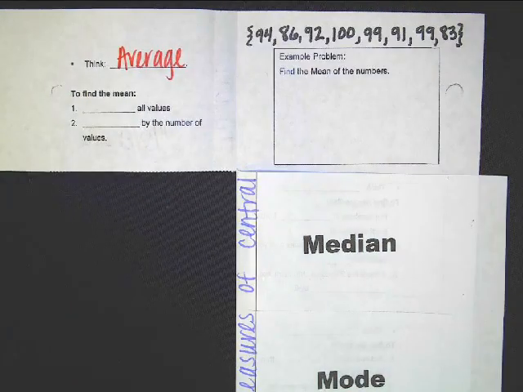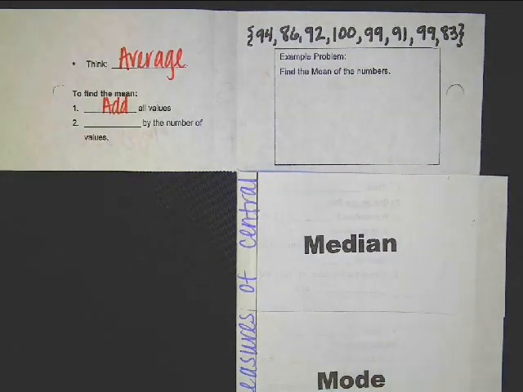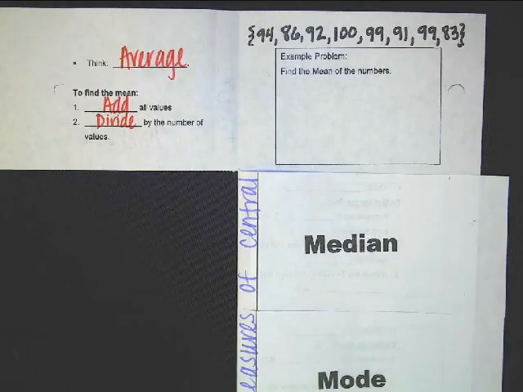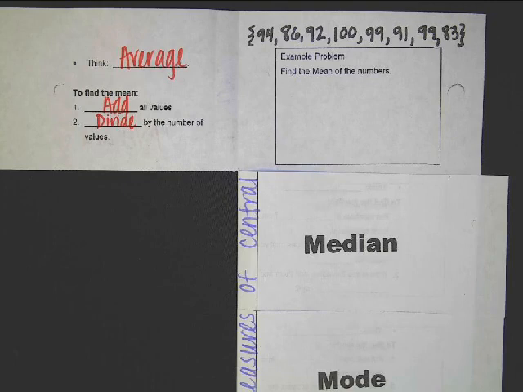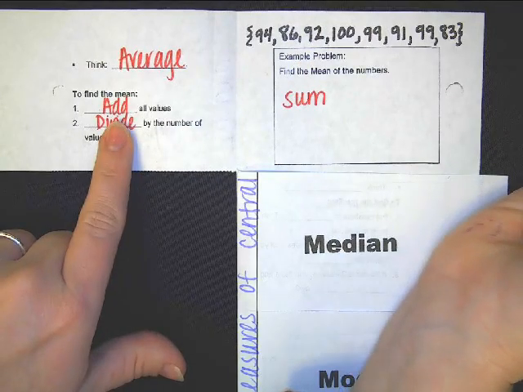the way we're going to find average is that we have to add all the values of the numbers we're given, but then we're going to divide that answer by the number of values. So let's take a look at this example to our right. We have the numbers 94, 86, 92, 100, 99, 91, 99, and 83. Now, these numbers are not in any certain order, so the first thing we need to do to find the mean of the numbers is we have to find the sum. Sum, again, means that we're adding all the values.